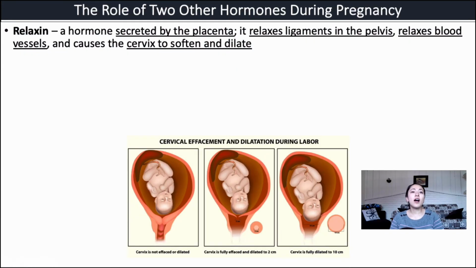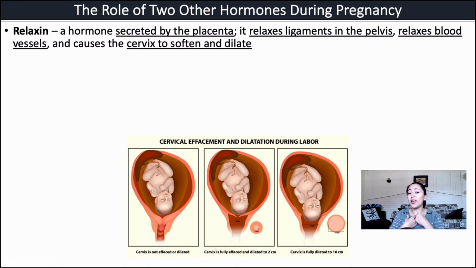The last thing I want to talk about is the role of 2 other hormones during pregnancy. Relaxin is a hormone that's secreted by the placenta, and it's going to be secreted near the time of labor. And as its name implies, the relaxin actually relaxes the ligaments in the pelvis, so it helps to loosen all those ligaments so that it makes birth easier. It also relaxes some of the blood vessels, and it causes the cervix to soften and dilate.